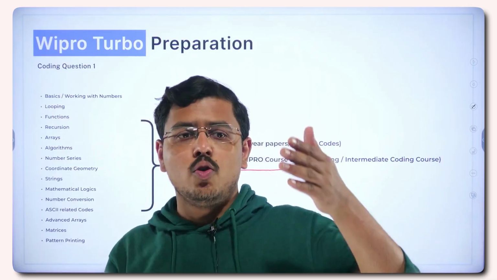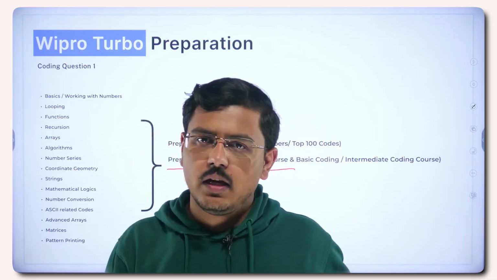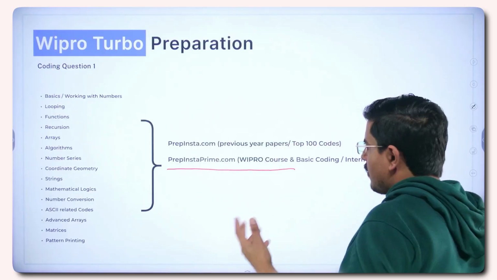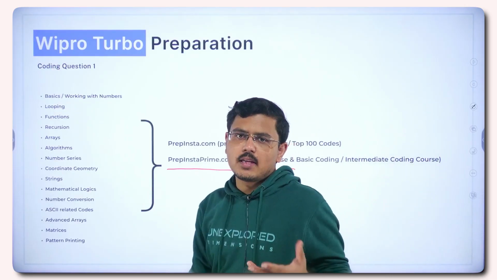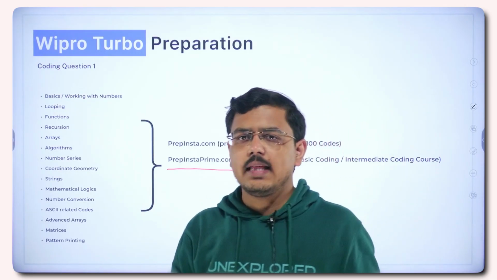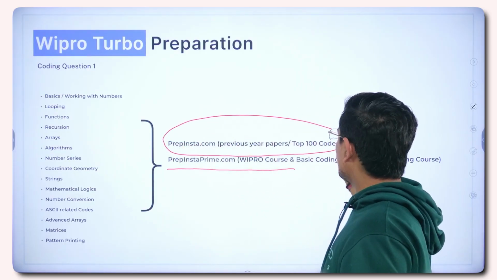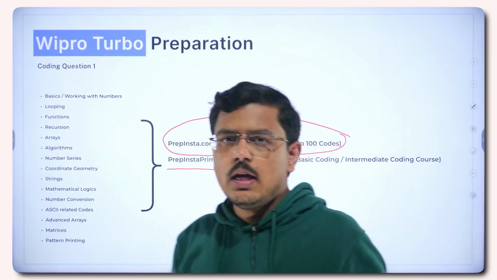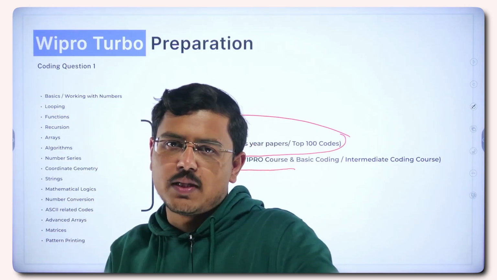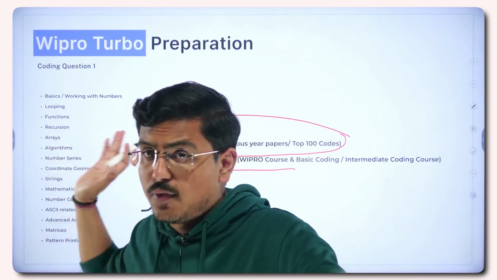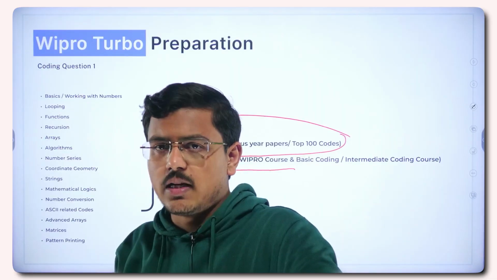Step-by-step guidance where you will be taught coding through videos. Fine. Now, if you're somebody who has good revision of basics and knows a bit, then you can go to prepinsta.com and there you reach the top 100 codes page. There you will find very, very specific columns where you can study, and this is for free. So you can study it there.